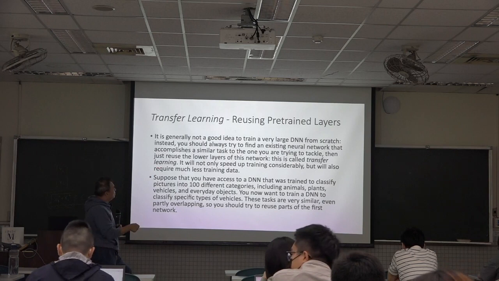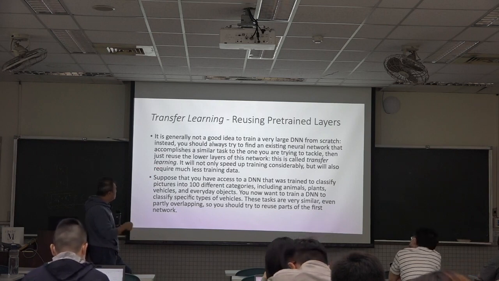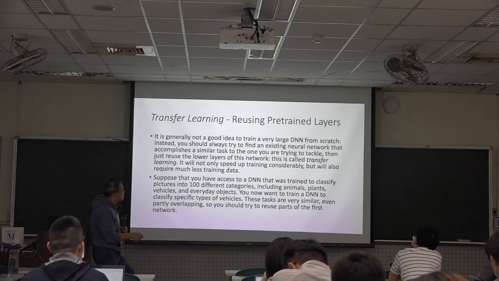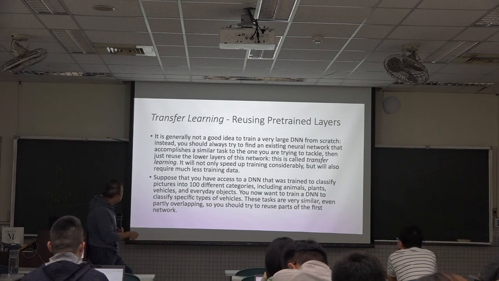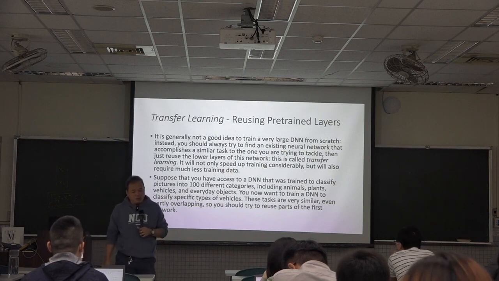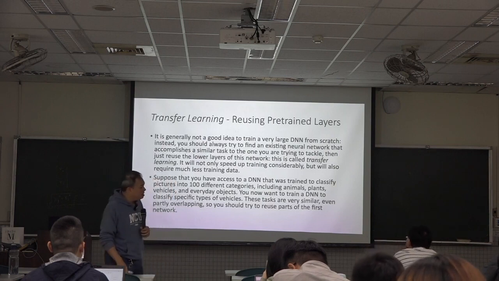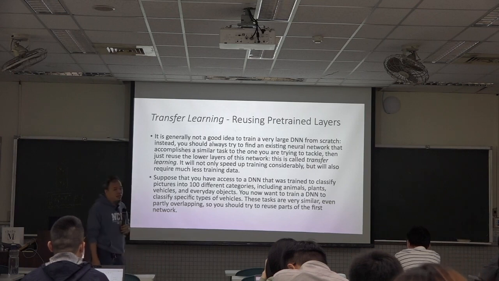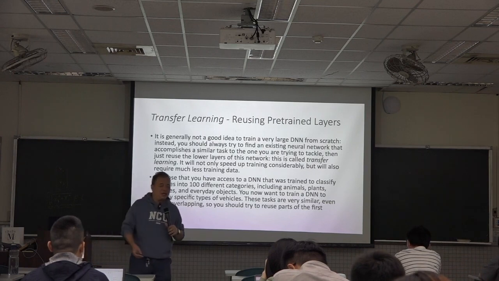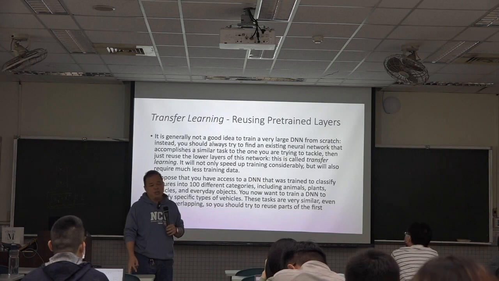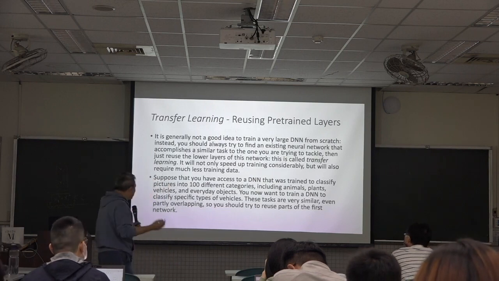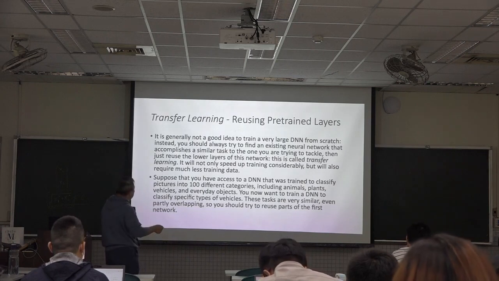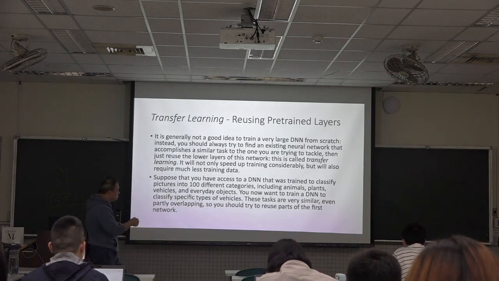Then just reuse the lower layers of the network. So we call this transfer learning. You will not only speed up the training considerably, but will also require much less training data. So this is important. Remember, at the beginning of this chapter, we talked about several issues with deep learning. One of the issues is that a lot of the time we don't have a lot of training data, right? Or even if you have a large training data set, you don't have the money to label all of it, right? So if the size of the training data is limited, transfer learning also helps with that, okay?